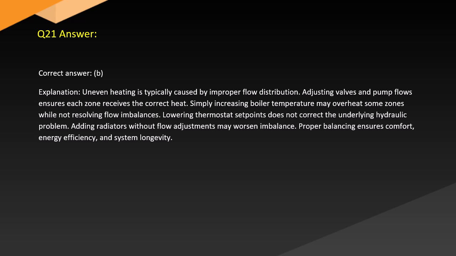Answer. Correct answer. B. Explanation. Uneven heating is typically caused by improper flow distribution. Adjusting valves and pump flows ensures each zone receives the correct heat. Simply increasing boiler temperature may overheat some zones while not resolving flow imbalances. Lowering thermostat set points does not correct the underlying hydraulic problem. Adding radiators without flow adjustments may worsen imbalance. Proper balancing ensures comfort, energy efficiency, and system longevity.